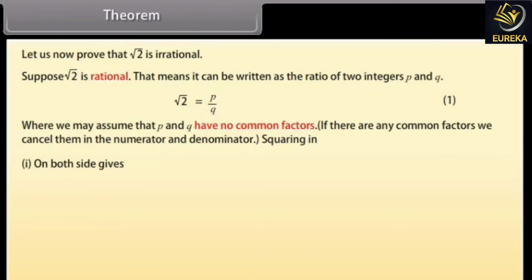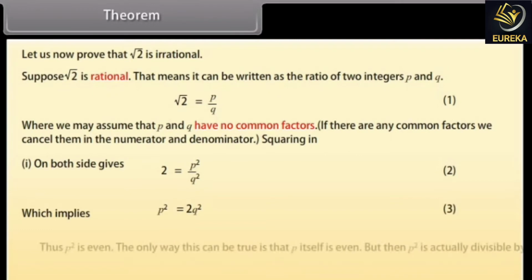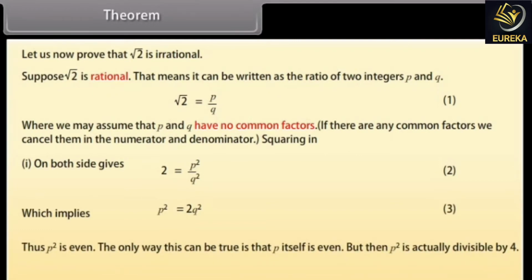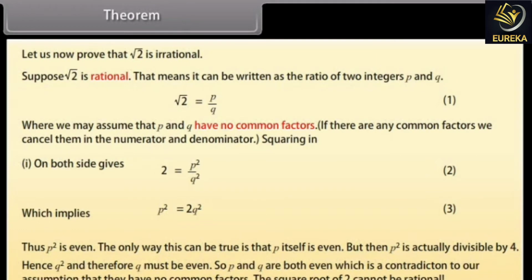Squaring both sides of 1 gives 2 is equal to p square upon q square, equation 2, which implies p square is equal to 2q square, equation 3. Thus, p square is even. The only way this can be true is if p itself is even. But then p square is actually divisible by 4, hence q square is even, and therefore q must be even. So p and q are both even, which is a contradiction to our assumption that they have no common factors. The square root of 2 cannot be rational.